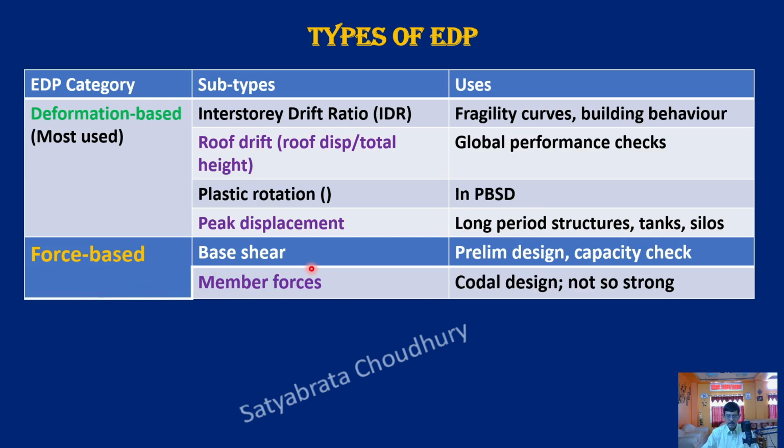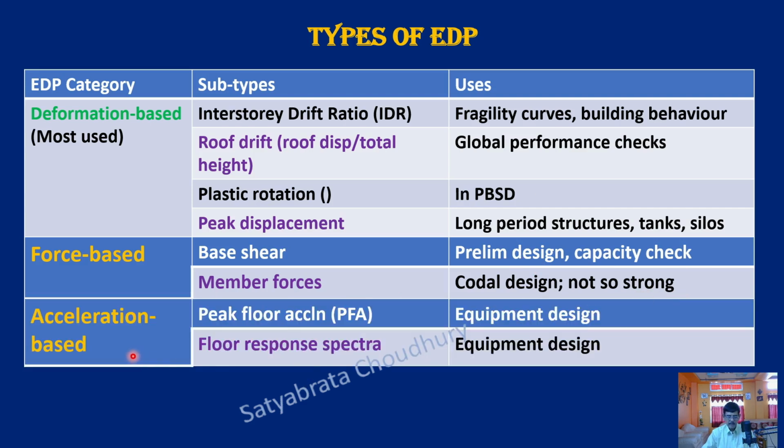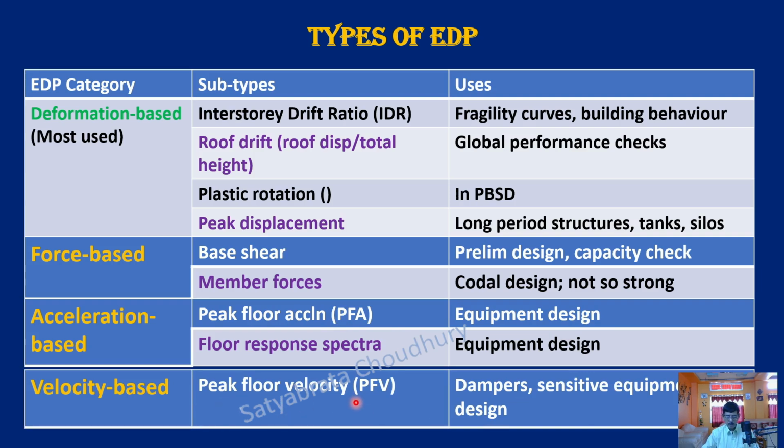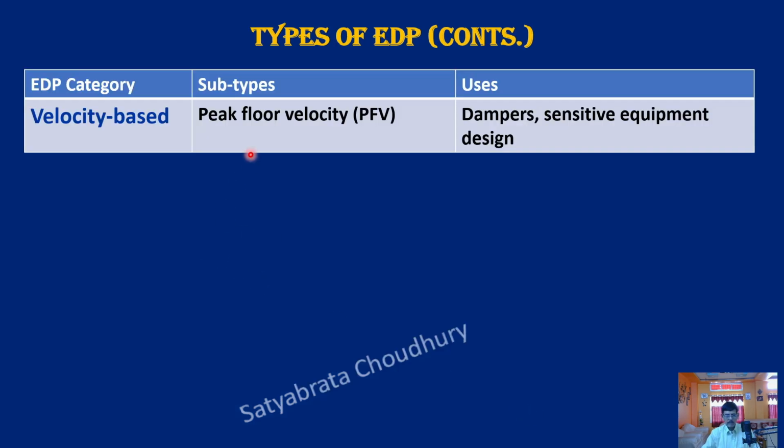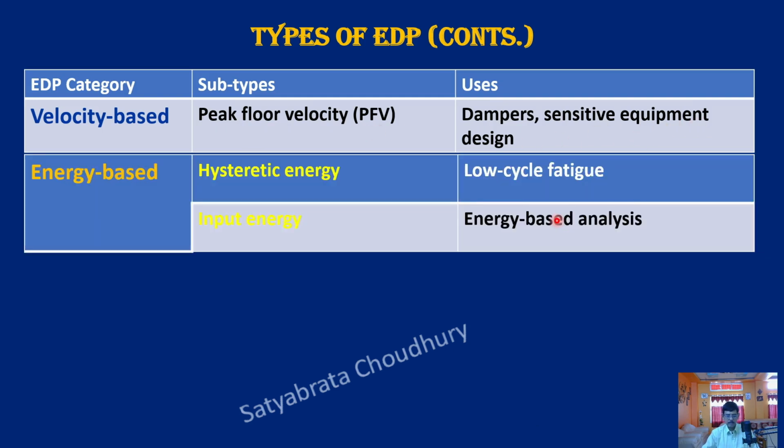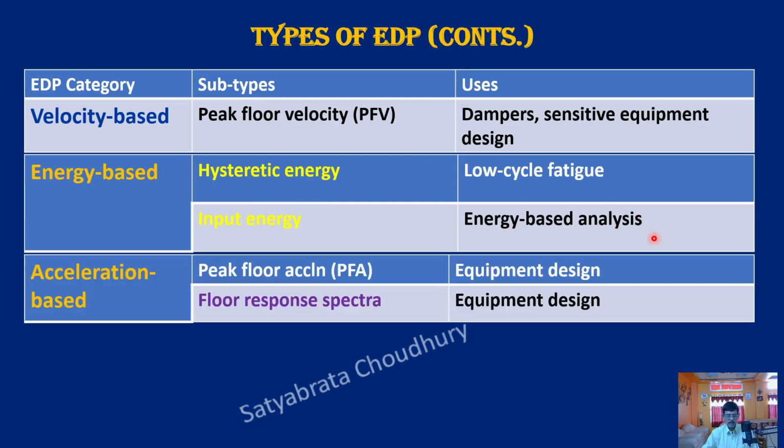Force based, like base shear, used in preliminary design, capacity check, member forces, codal design, not so strong. Acceleration based, peak floor acceleration, PFA, and floor response spectra, for equipment design resting on the floor. Velocity based, peak floor velocity, PFV, used in dampers, sensitive equipment design, etc. Energy based, hysteretic energy, low cycle fatigue, energy based analysis.